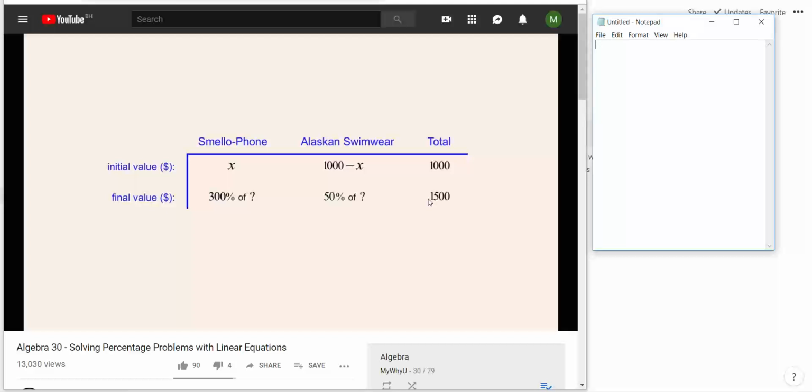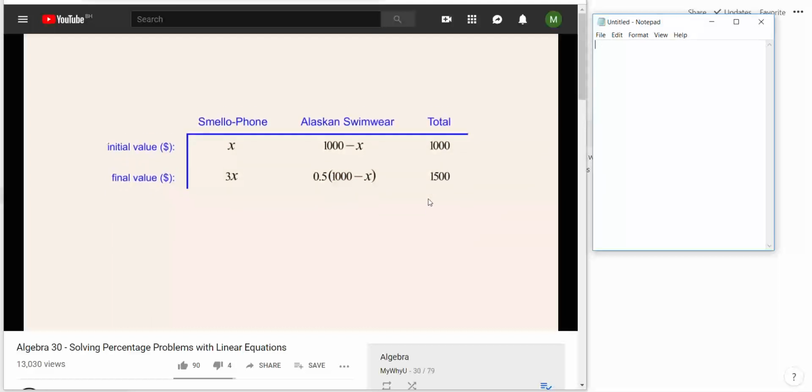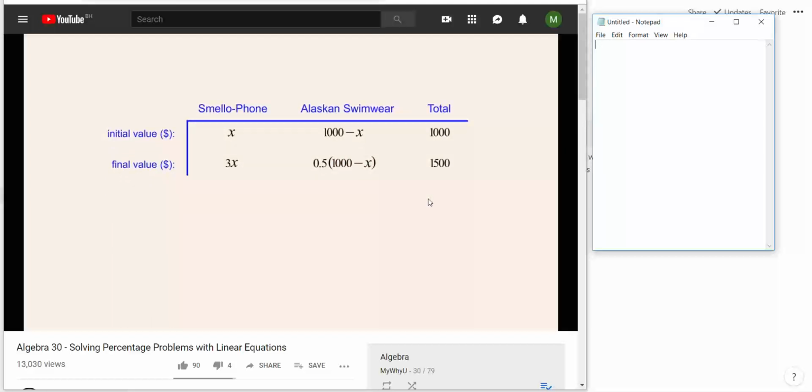The final Smellophone value is then 300% of X, or 3X. And the final Alaskan Swimwear value is 50% of 1,000 minus X, or 0.5 times 1,000 minus X. We can now create an equation which states that the final value of the Smellophone investment plus the final value of the Alaskan Swimwear investment is equal to the final value of Adrian's total portfolio.